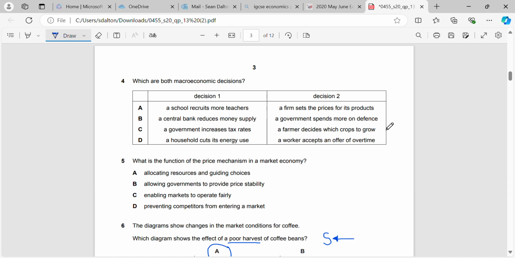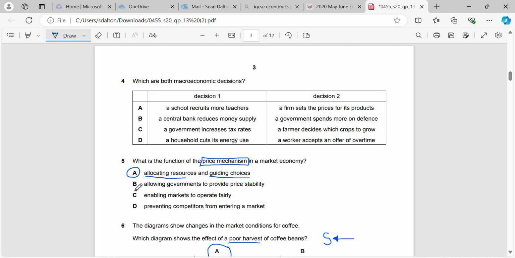Okay, question 5. What is a function of the price mechanism in a market economy? Okay, so remember, what's the price mechanism do? It allocates resources to meet demand and supply. Okay, so very easy. What does it do? We just have to know the definition of a price mechanism. It allocates resources and guides the choices. What do we mean by guiding the choices? Based on how much is being demanded or how much is being supplied, it will provide a signal to the producers of whether they need to increase their supply or decrease their supply.